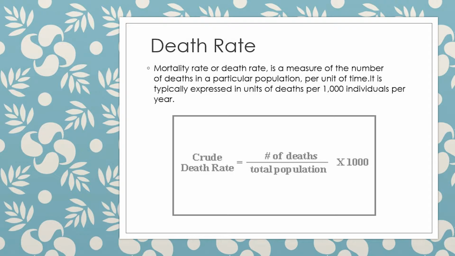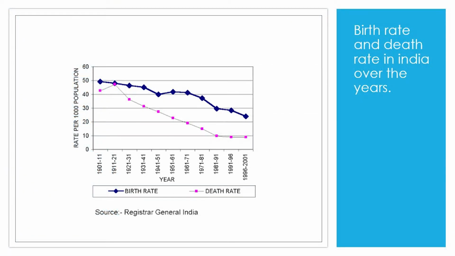Now let's talk about death rate. Mortality rate or death rate is a measure of the number of deaths in a particular population per unit of time. It can be calculated as crude death rate equal to the number of deaths by total population into 1000. Now let's look at a graph published by the Registrar General of India. It shows the decline in death rate and birth rate from the year 1900 to 2001.